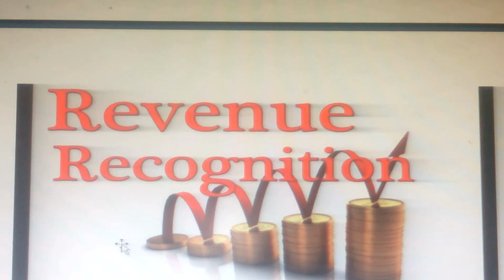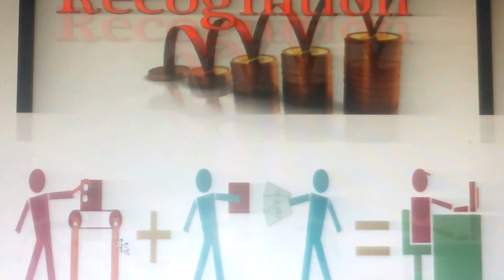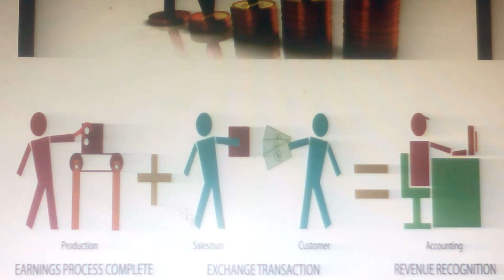Then the revenue recognition concept. What is the meaning of the revenue recognition concept? It's a very, very important one. See here, they're showing an example. The earning process is complete, the production is done. After the production process, the salesman gives the product to the customer in an exchange transaction. Finally, we account for the recognition for a particular period, a particular year, a particular transaction.